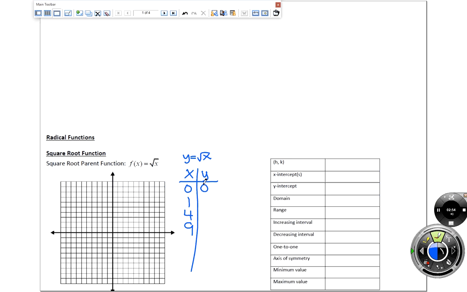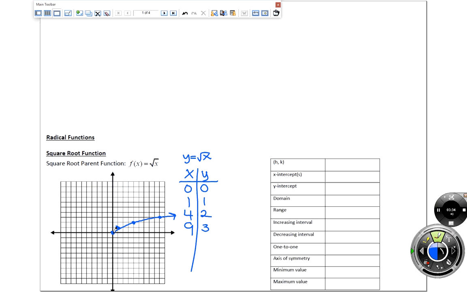So the square root of 0 would be 0. The square root of 1 would be 1. The square root of 4 would be 2, and the square root of 9 would be 3. So (0, 0), (1, 1), (4, 2), and then (9, 3). So this is the graph that I'm getting. And notice, unlike a lot of the other graphs, it does not keep going over here. Okay, it kind of has this end point because we're not able to plug in negatives.